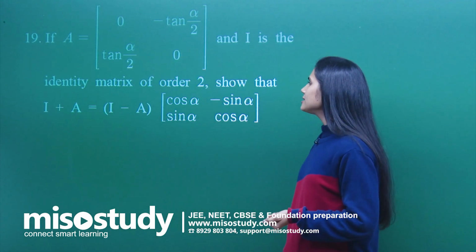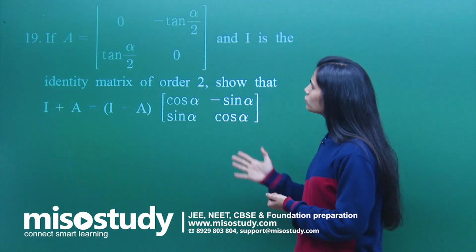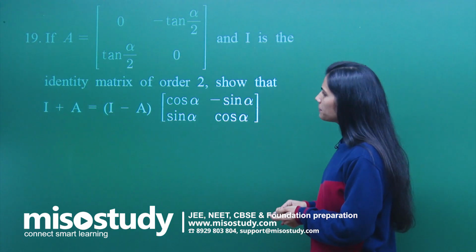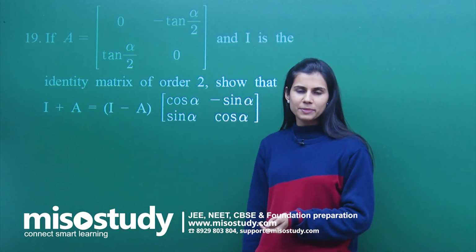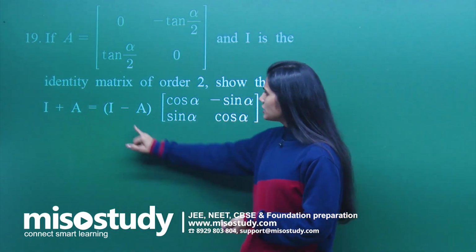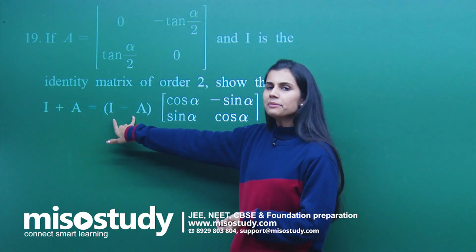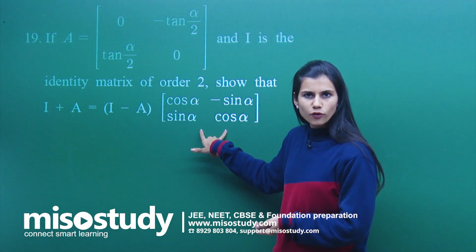It says A is this 2 cross 2 matrix, 0, minus tan alpha by 2, tan alpha by 2 and 0, and I is the identity matrix of order 2. Then show that I plus A is equal to I minus A multiplied by this square matrix of order 2 cross 2. Of course, if I is a matrix of order 2 cross 2, A is a matrix of order 2 cross 2, I minus A is also a matrix of order 2 cross 2. This matrix that you can see is of order 2 cross 2.